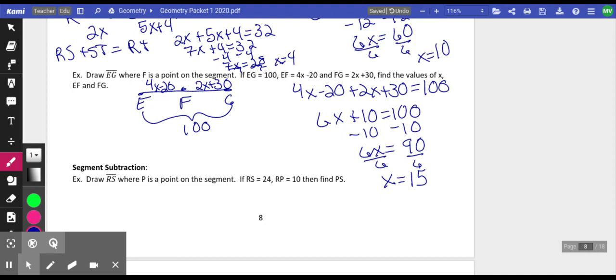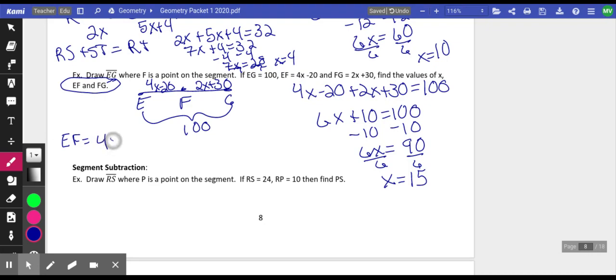Okay, so hopefully you were able to use what we did in the previous two examples to find out x equals 15. I do want to pick up this problem here because it asks us for something the other problems haven't asked for, which is to find out how long EF is and FG is. So EF we know is 4x minus 20. Since we found x equals 15, I'm going to substitute it in for x. So it's 4 times 15 minus 20. And then I just do that on my calculator.